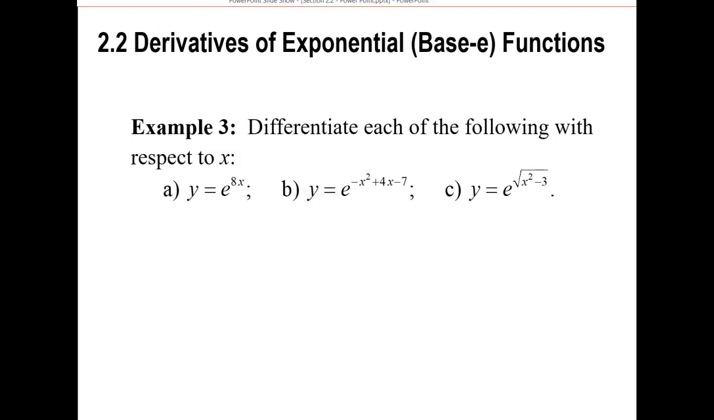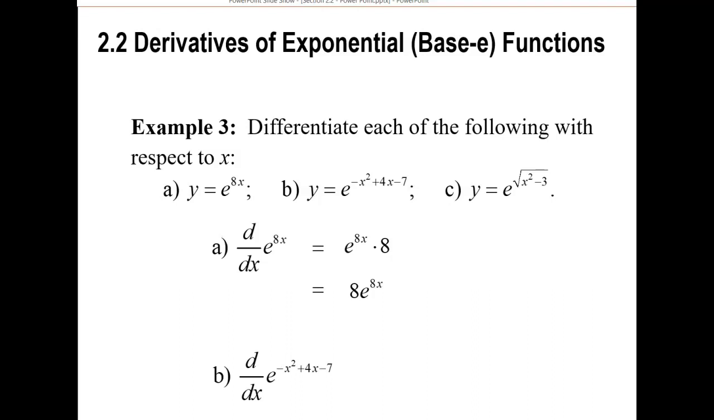All right, so let's do that rule on these three examples. So y equals e to the 8x. We take the derivative of that. The rule says write down the original function, e to the 8x, and then multiply by the derivative of the exponent, which would be 8. So you would get 8e to the 8x.